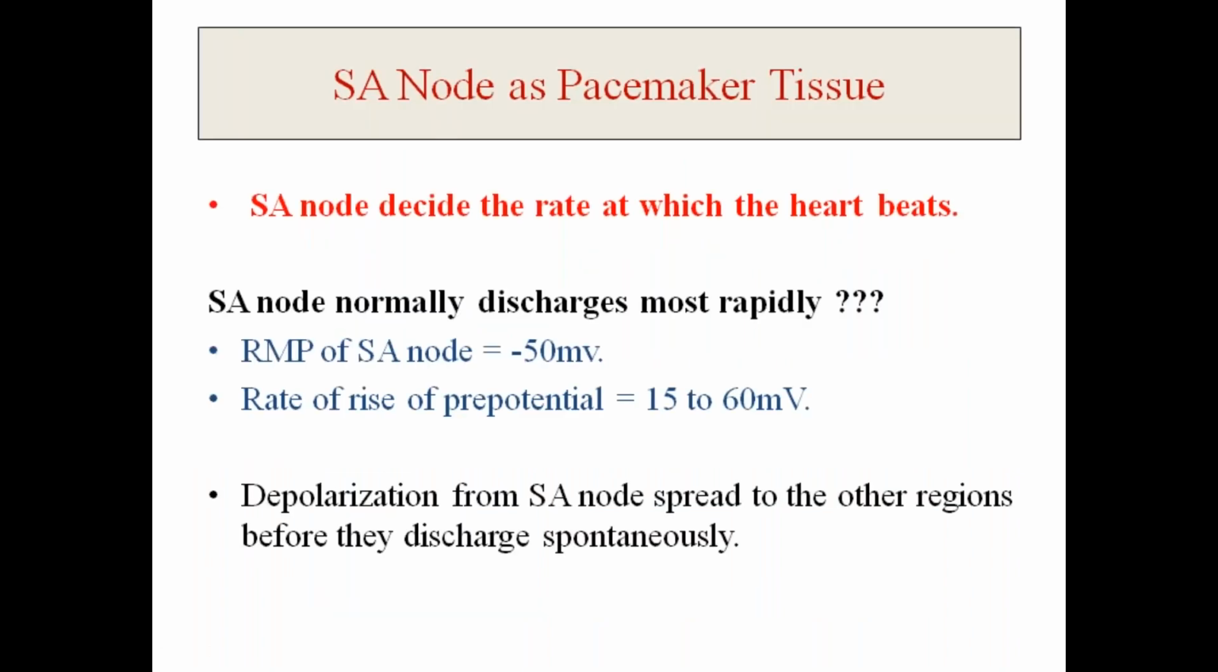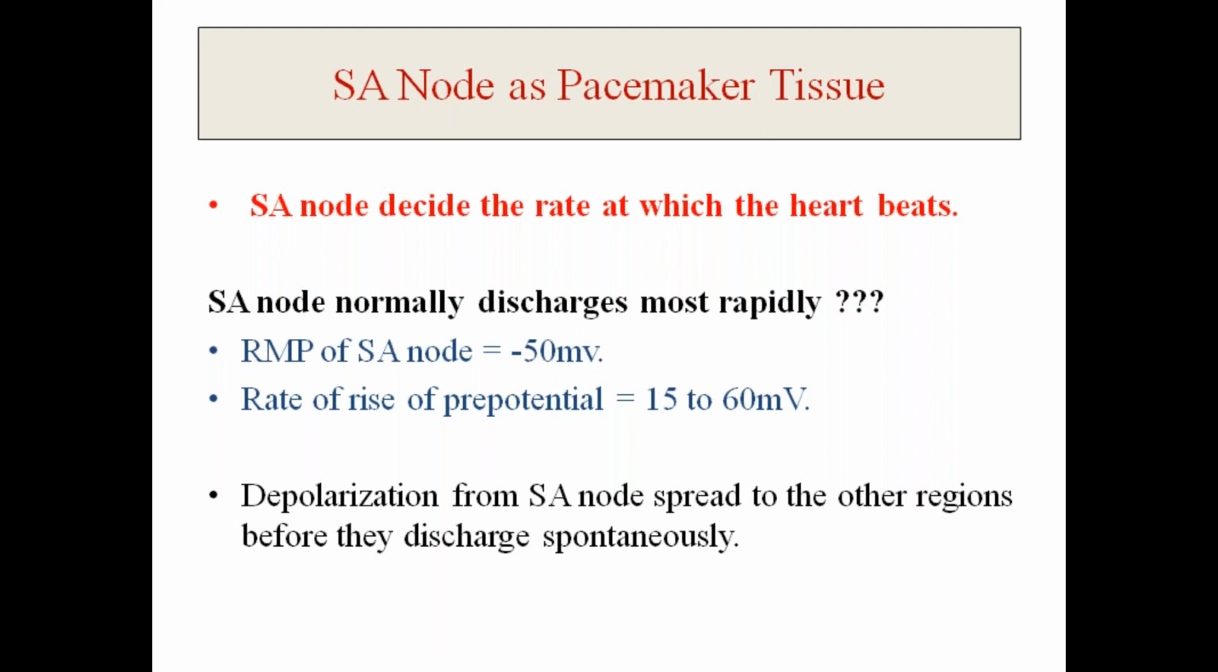Got it? Now, the SA node is the pacemaker tissue. You have different types of pacemaker tissue: SA node, AV node, the fibers. Even some tissue of atria and ventricles can act as pacemaker tissue. But why is the SA node called the pacemaker tissue? The reason is that the resting membrane potential of the pacemaker tissue of your SA node is about minus 50. It is less negative compared to other pacemaker tissues, which have a resting membrane potential of minus 60. So the pacemaker potentials are able to reach threshold level much earlier.